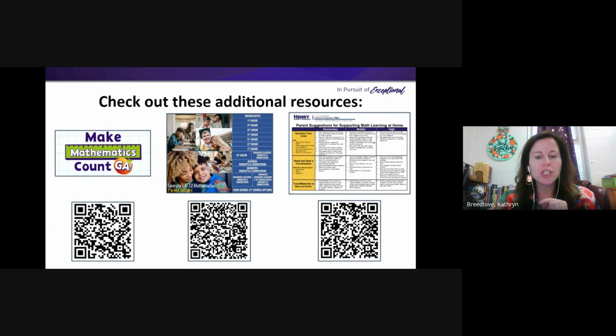Then in the middle, those are the Georgia Department of Education parent letters. Did you know that there's a letter just for you for all of the different grade levels? That will give you an outline of what the expectations are for each grade level.